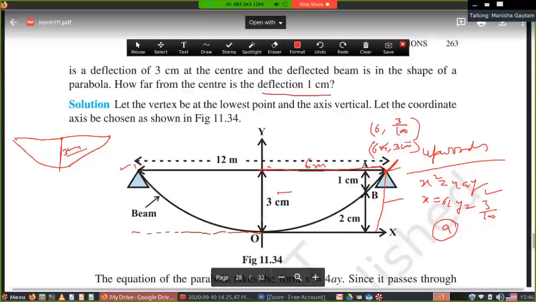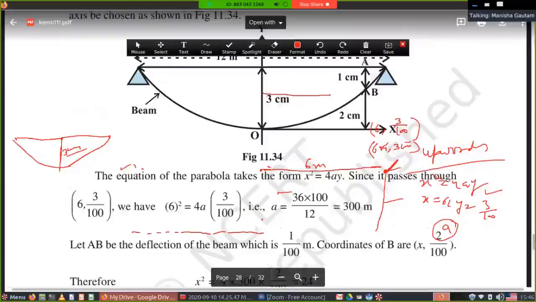Which value do you have to use? Here we'll see. Yes, 6 comma 3 upon 100 is a point lying on the parabola, so it will satisfy the equation of the parabola. Here is the value of a, that is 300 meter.